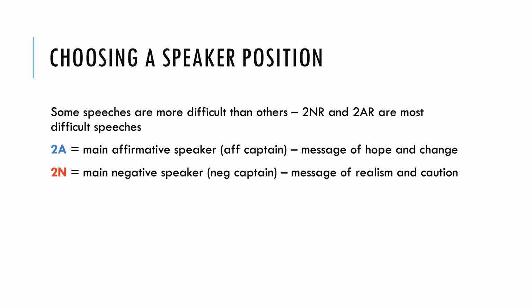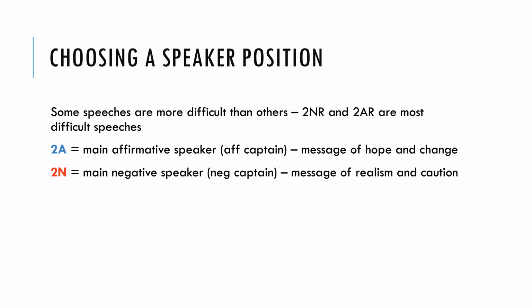Meanwhile, the 2N is the main negative speaker, the captain of the negative ship, so to speak. And the second negative speaker is really trying to sell a message of realism and caution. All right? Maybe it's, hey, this problem isn't as big as the other team says, but their solution incurs a lot of disadvantages that would be quite negative. Rather than overhauling the entire system, we need to take a more cautious approach and reform it more gradually. Something like that. So 2A and the 2N, imagine affirmative captain, neg captain.